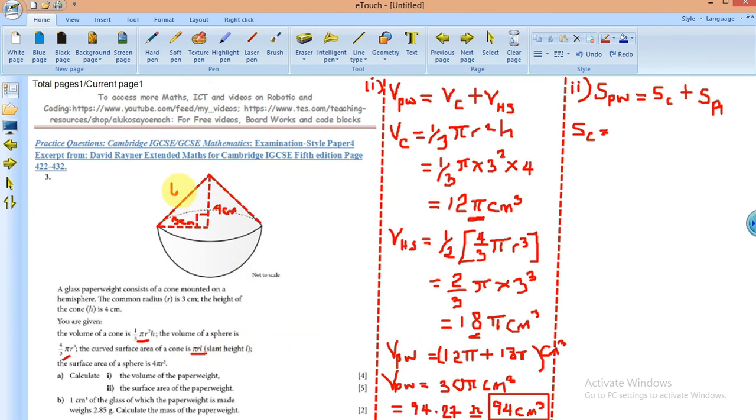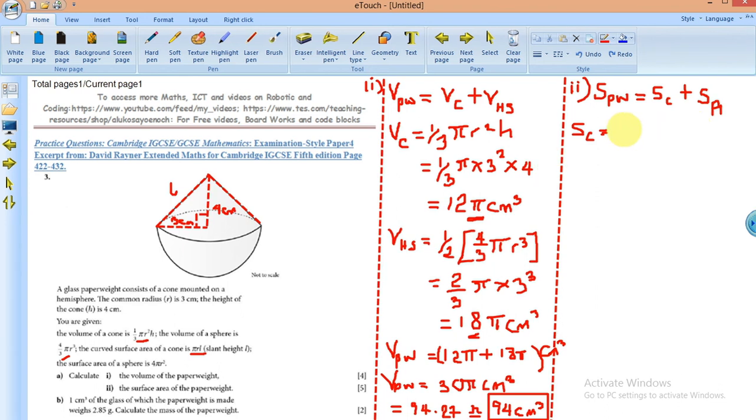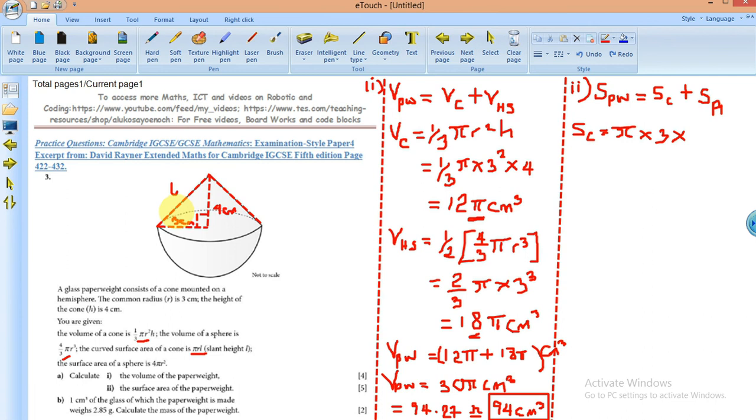So let me go for L first, but let me write the formula first. Pi times r, and that is 3, times L. So let's go for L here now. Okay, if you look, this is a right angle, and this is the hypotenuse, so you can use Pythagoras theorem. So L squared equals opposite squared plus adjacent squared, that is 4 squared plus 3 squared. Therefore, L squared will be 16 plus 9, that is 25. So L will be the square root of 25, and that is 5 centimeters.